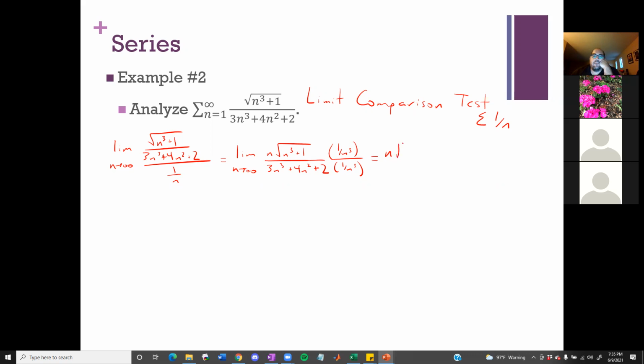So on the bottom, it would be 3. Yeah, to the bottom first. Yep, 3 plus 4/n plus 2/n cubed. And it's the numerator that's getting kind of strange.